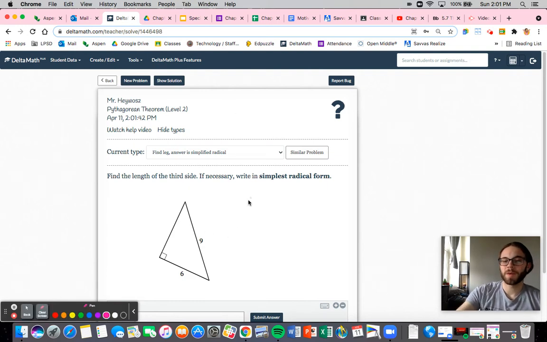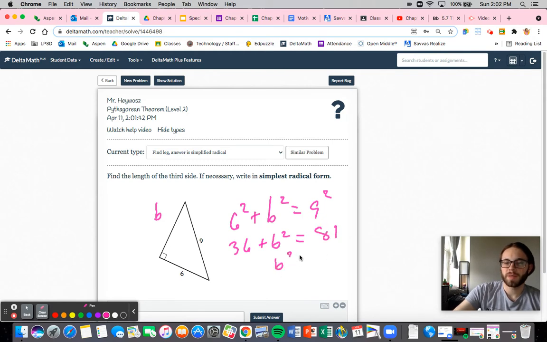All right, so we'd go through this process. I'll call it b, whatever. So 6 squared plus b squared equals 9 squared. So 36 plus b squared equals 81. B squared equals, what's that? That'd be 81 minus 36 is 45. So b equals the square root of 45.